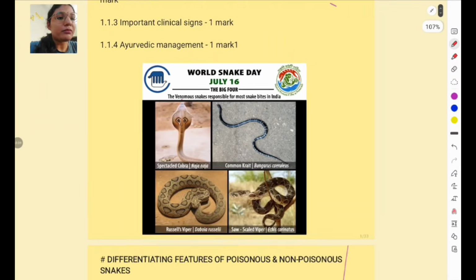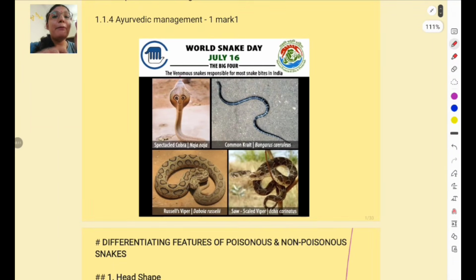In this PPT you can see the Big 4 in India, the venomous snakes responsible for most of the snake bites: the spectacled cobra, Naja naja; the common krait, Bangarus caeruleus; Russell's viper, Daboia russelii; and the saw-scaled viper, Echis carinatus. So these are the Big 4, and World Snake Day is on July 16.